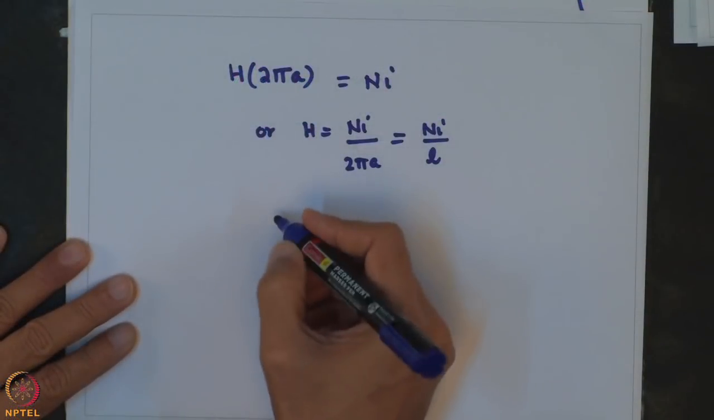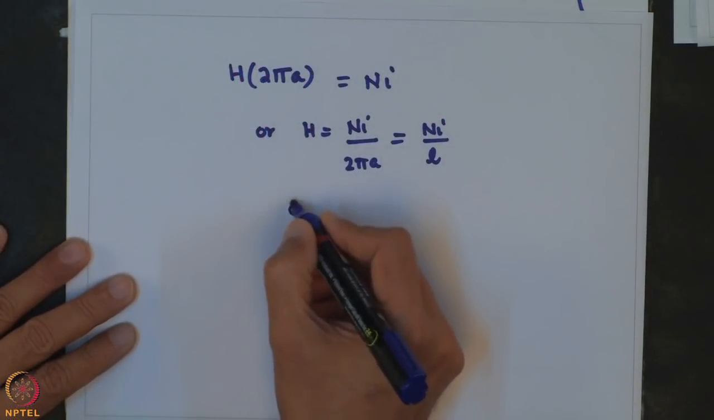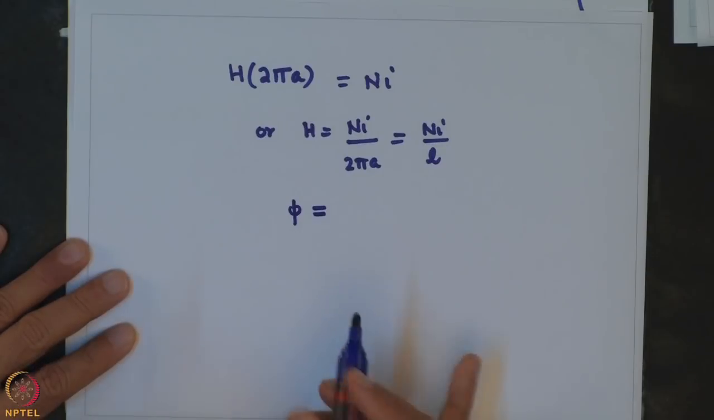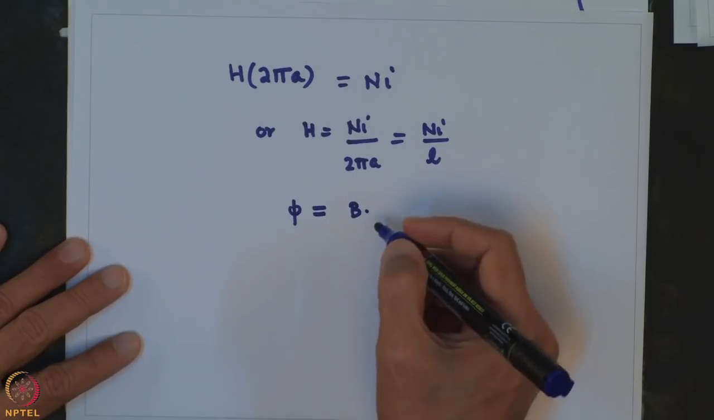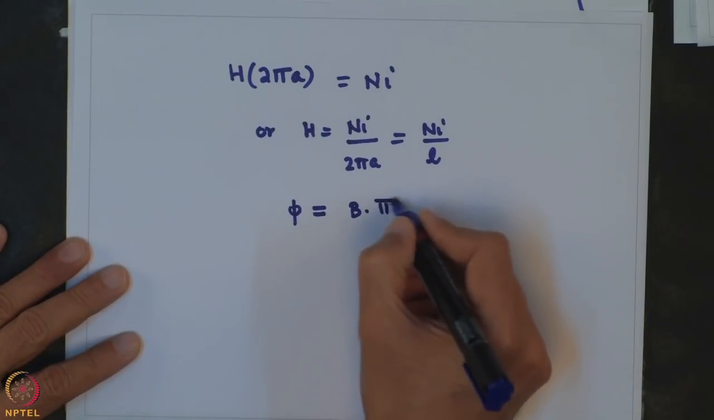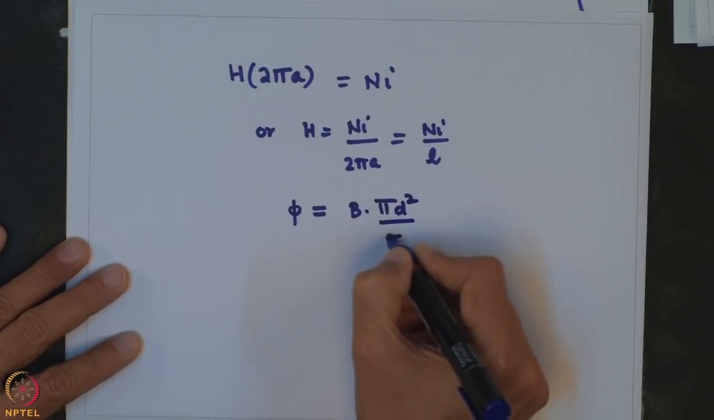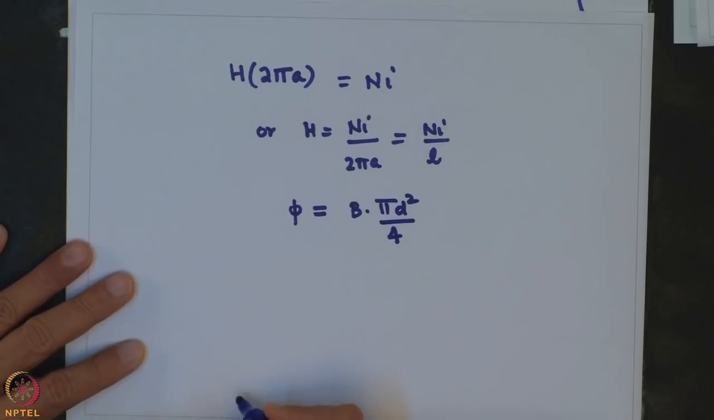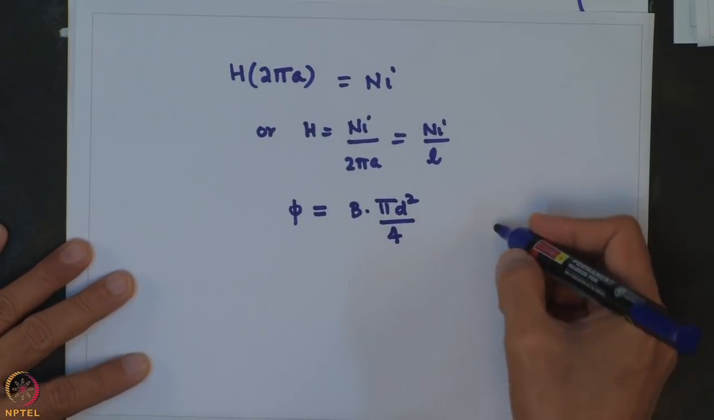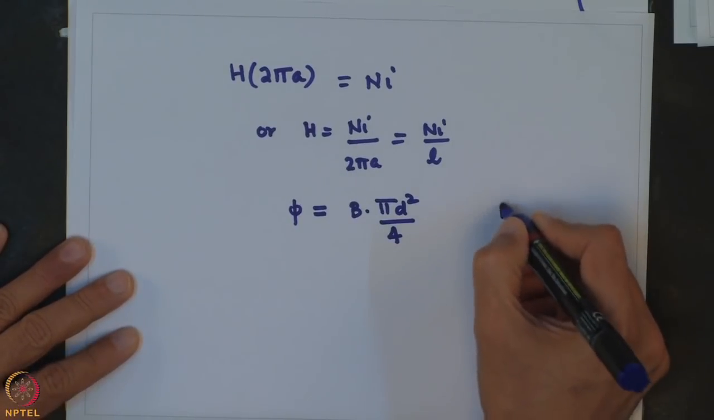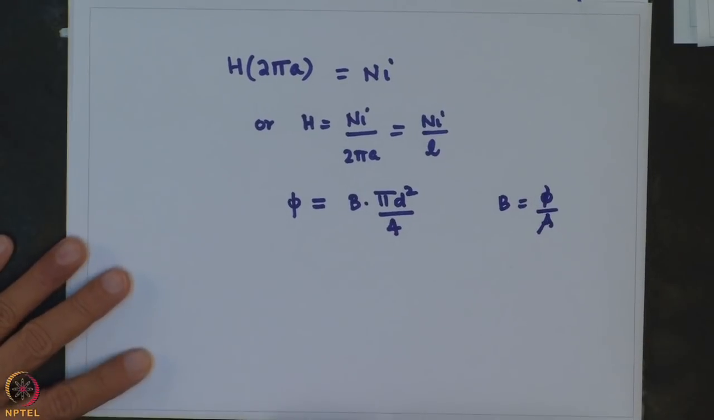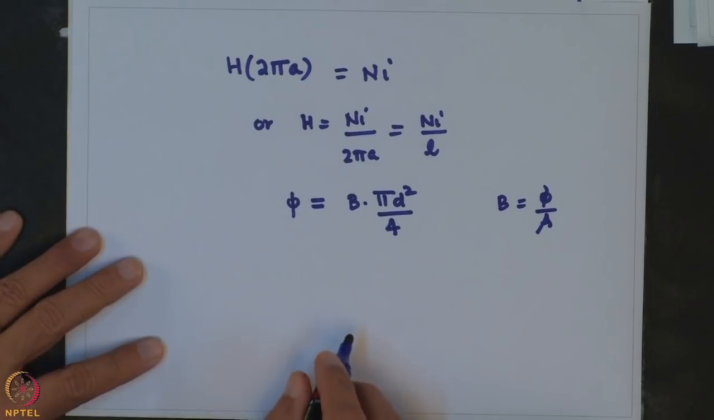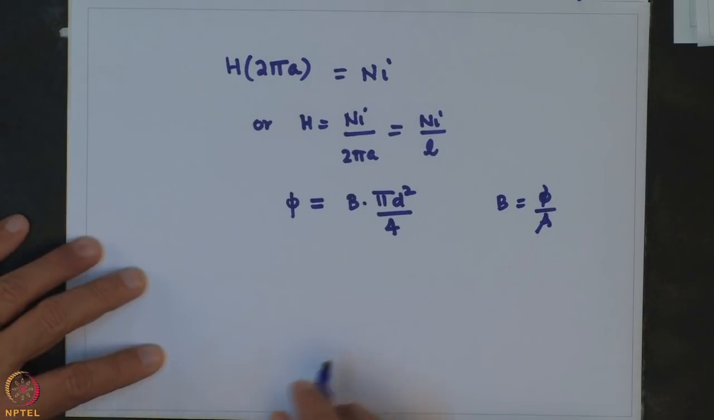And we can therefore write phi, the flux which is established in the torus, equal to B into pi d square by 4, where we have used the fact that B is nothing but phi over A, the flux density or the area density of the flux.